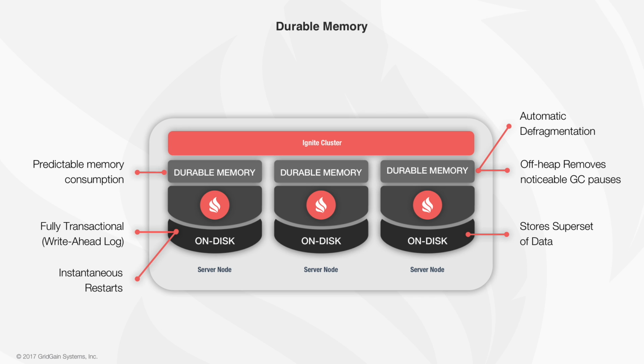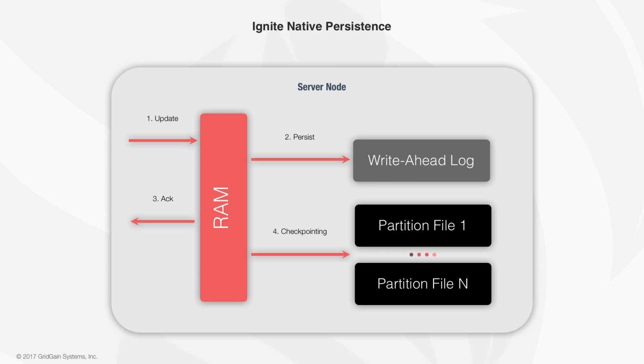So the data might be located in RAM, in the off-heap region outside of Java heap, so that you can store a massive amount of data and not worry about garbage collection. Or if you need disk, the data will be persisted on disk for durability. Speaking about the disk, it looks and works the same way as many other disk-based databases. Like when an update comes to your cluster node, first it's written to RAM, and then it will be immediately persisted to the write-ahead log file.